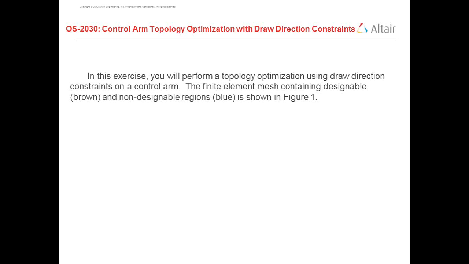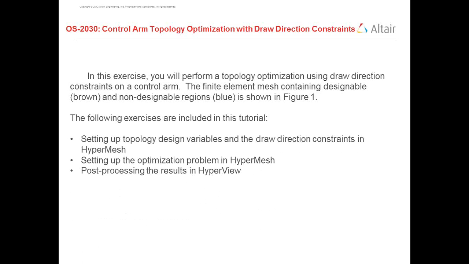In this exercise, we'll perform topology optimization using a draw direction constraint on the control arm. The finite element mesh containing designable and non-designable regions is available in the model. I'll show you that. The following exercise includes setting up the topology design variable and draw direction constraint in HyperMesh, setting up the topology optimization in HyperMesh, and post-processing the results in HyperView. So we'll move to HyperMesh.